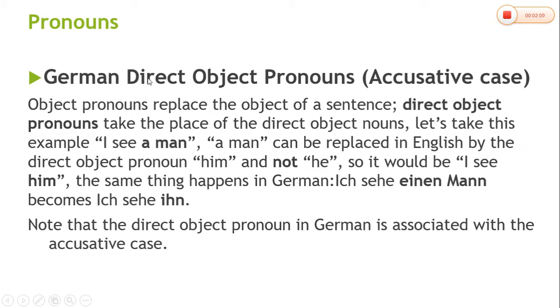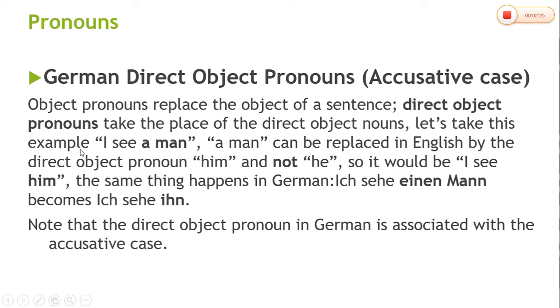Now let's talk about German direct object pronouns. Also, we call them accusative case. Direct object pronouns replace the object of the sentence. Direct object pronouns take the place of the direct object nouns.